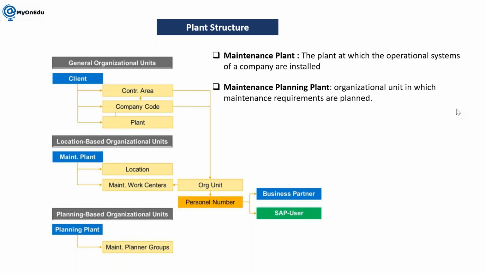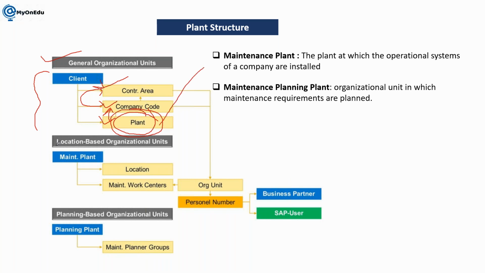If you see here, this is the org structure. First is the general organization unit. In the first point, the client will be there. Within that, the controlling area will be there. We will have the company code, which will be assigned to the controlling area, and we will have the plant. That is my logistic plant, and this plant will be assigned to the company code. The same plant which is my logistic plant can be considered as the maintenance plant.